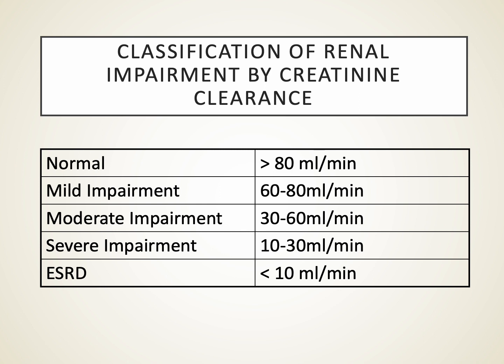We'd consider normal creatinine clearance as greater than 80 mils per minute, and severely impaired creatinine clearance as less than 10 mils per minute, considered end-stage renal disease, or ESRD. And there's a range between there listed on this graphic.